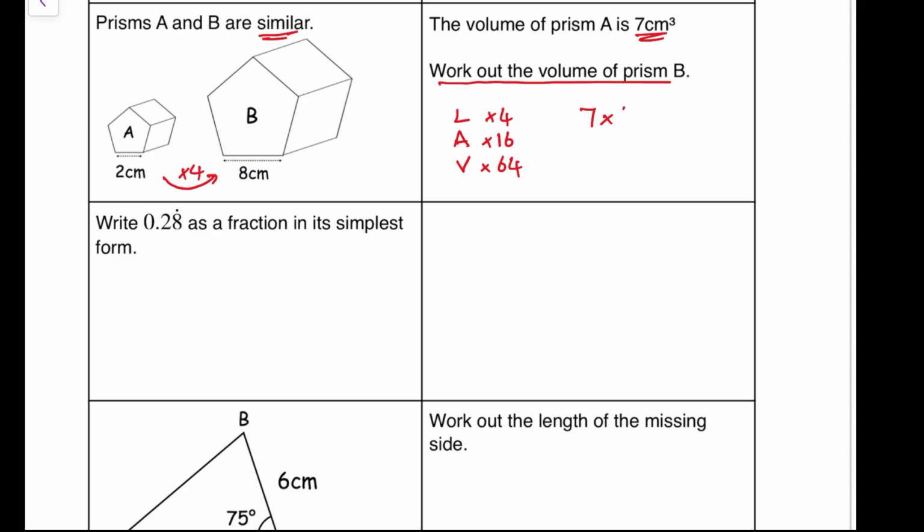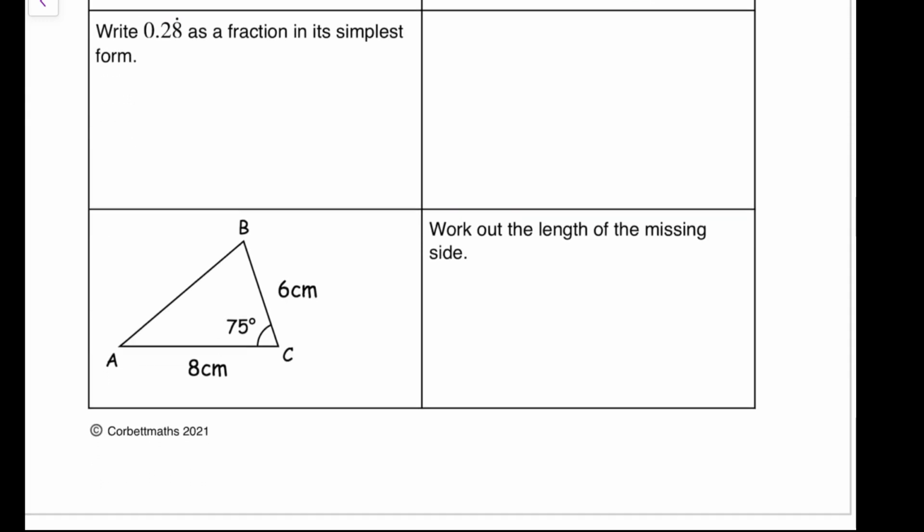I'm going to multiply that by the volume scale factor of 64, and that's going to give me 448 centimeters cubed. You may not need the units, but get in the habit of writing the units. It's a good habit because then you'll always think about it being there. Question done. Okay, so into the final two questions now.